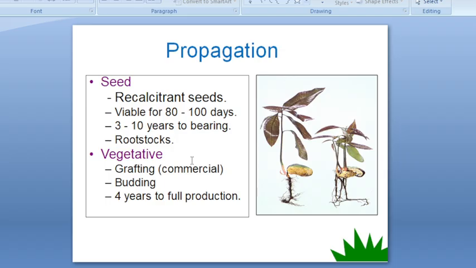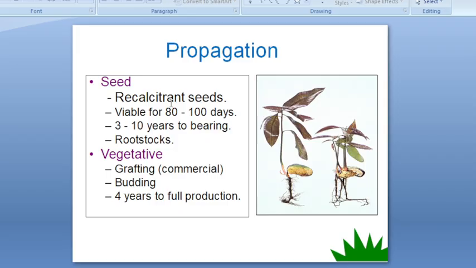With respect to propagation of mango, we can propagate through seeds as well as vegetative means. Seed propagation is not the commercial one. Suppose if you want to go for commercial propagation, we can use a vegetative propagation method. Here the seeds will be having recalcitrant nature. It will lose its viability very quickly immediately after harvest. Like extraction, we have to do the sowing.